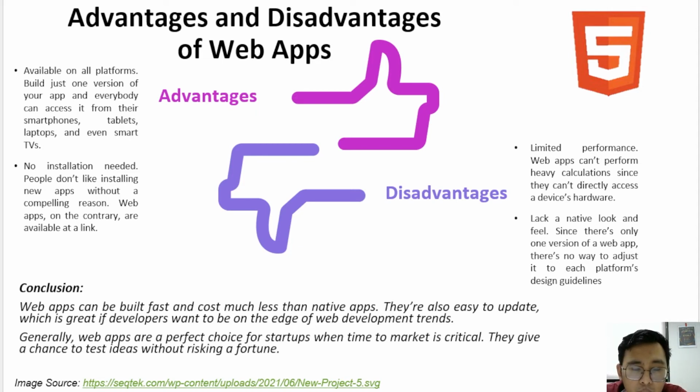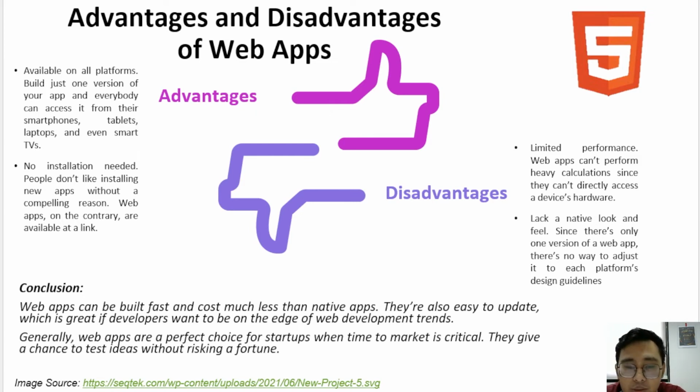As a conclusion, we can say that a web app is good to build because it's fast and costs much less than native apps. They are also easy to update. It is great for a developer who wants to be on the edge of web development trends, but in general use, web apps could also come with different disadvantages, where they are limited in performance. But it is a perfect choice for a startup when time to market is crucial, and they give a chance to test an idea without risking losing a fortune.